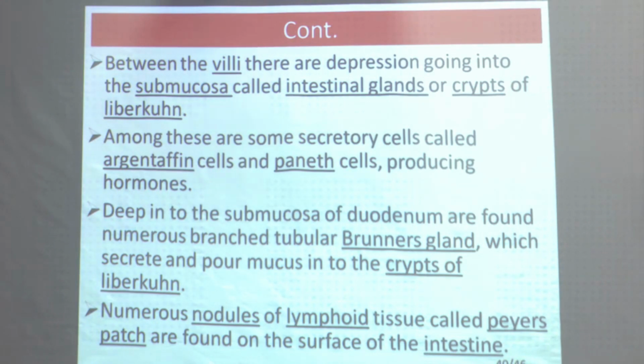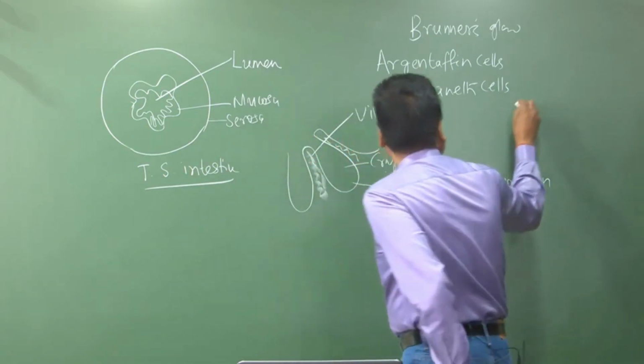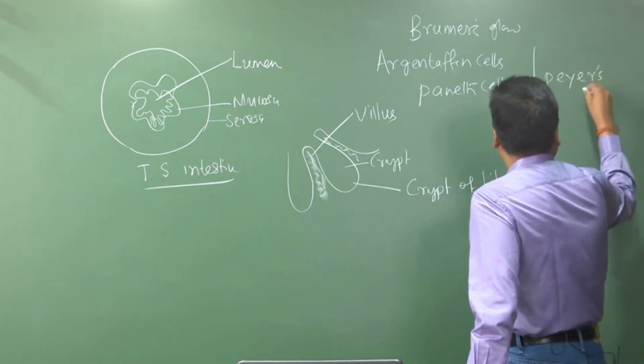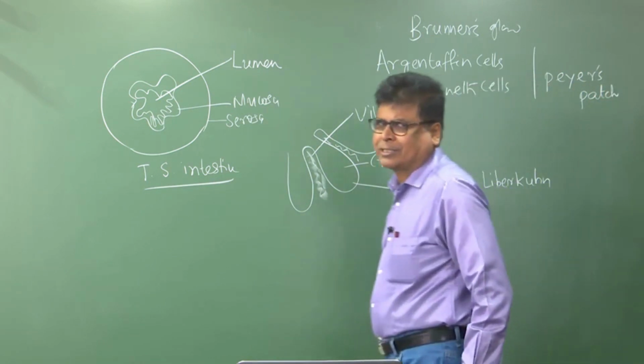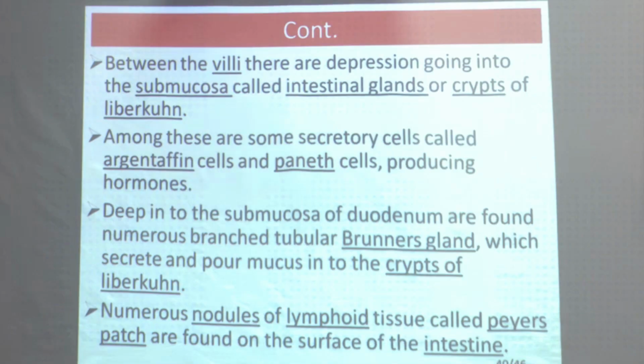Numerous nodules of lymphoid tissue called Peyer's patches are another structure. They are also present throughout the wall of the intestine. Peyer's patches are found on the surface of the intestine, and these Peyer's patches are lymphoid tissue. They actually produce the what?